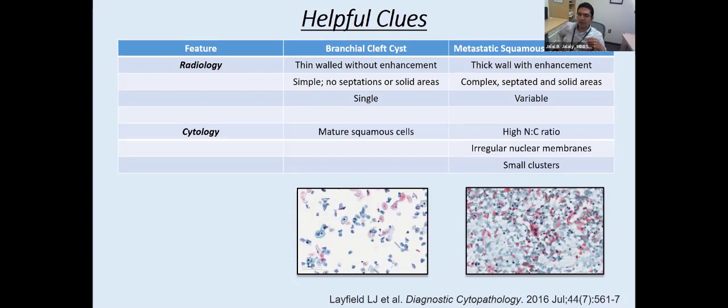So they looked at many different things like hyperchromasia, necrosis in the background, cell shapes, and you can see the paper. But basically, the gist of that paper is that the features that are most helpful in discriminating between these two entities and avoiding the pitfall is when you see cells with high NC ratio, irregular nuclear membranes, and small clusters, that favors the diagnosis of metastatic squamous cell carcinoma. Whereas if you see mature squamous cells with a low NC ratio, nice keratinization, usually that will point more toward the branchial cleft cyst.